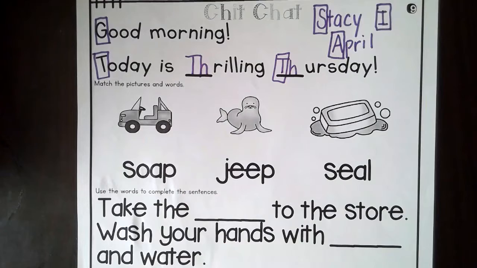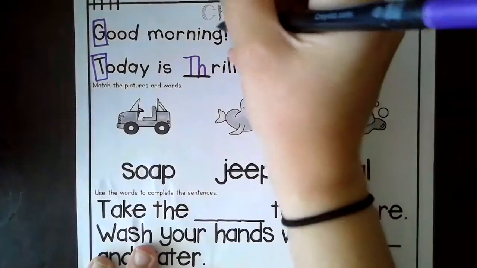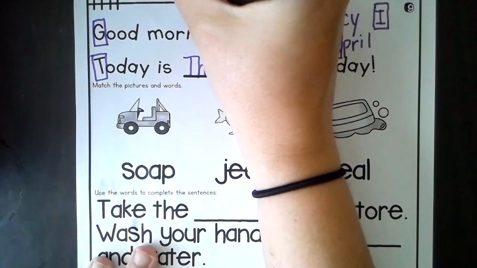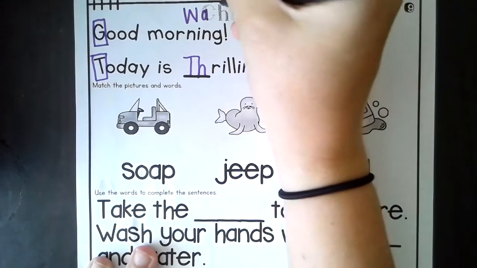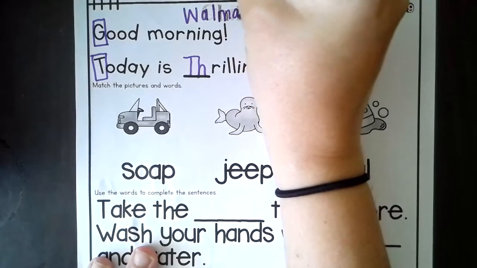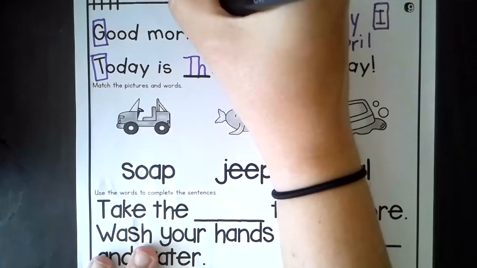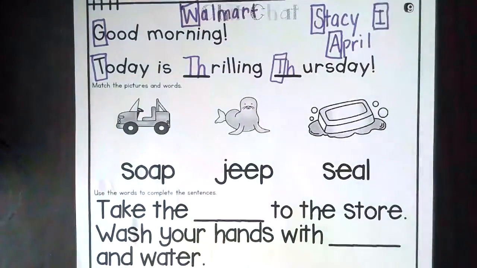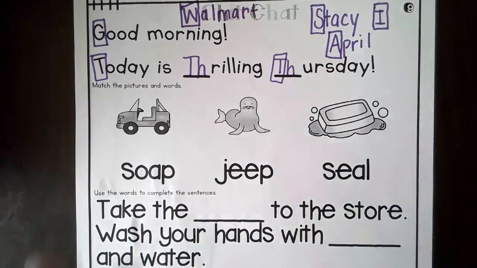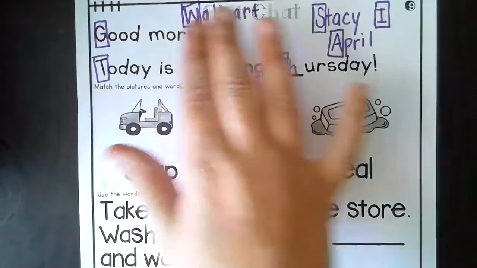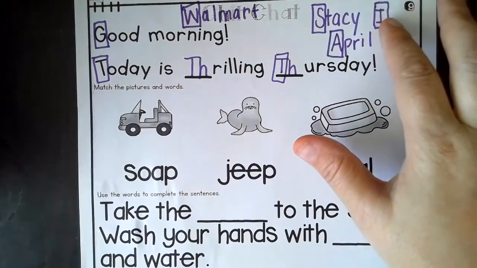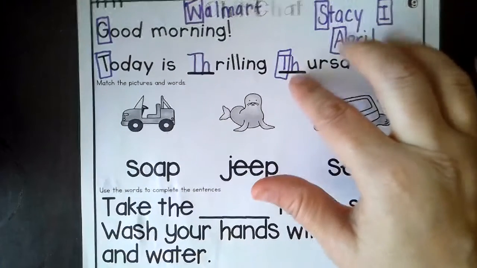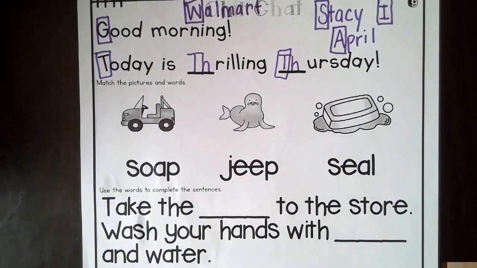And then a place. So if I wanted to say I went to Walmart, I would make Walmart uppercase because it is a place. So those are all things that we make uppercase. Beginning of sentences, places, names. When I is by itself, days of the week, and months of the year. Good job finding all the uppercase letters and doing a couple extras.